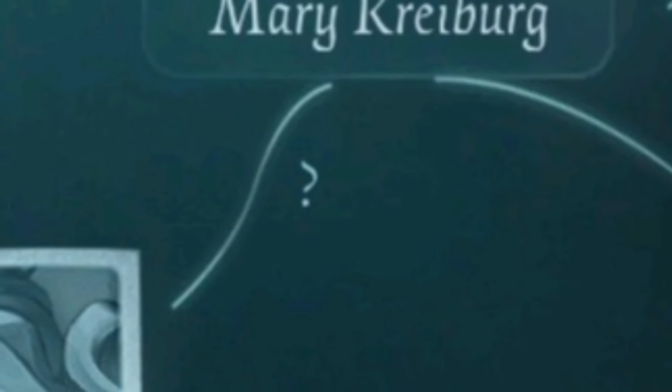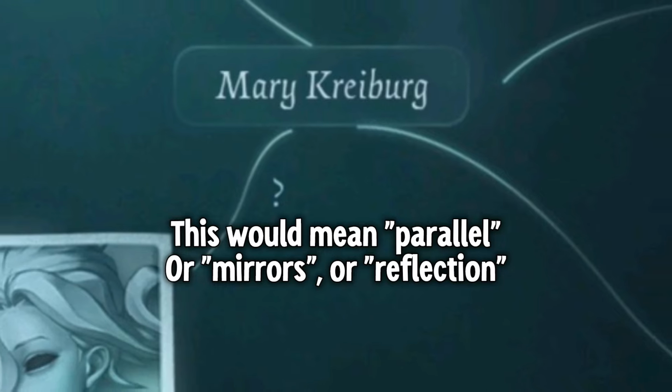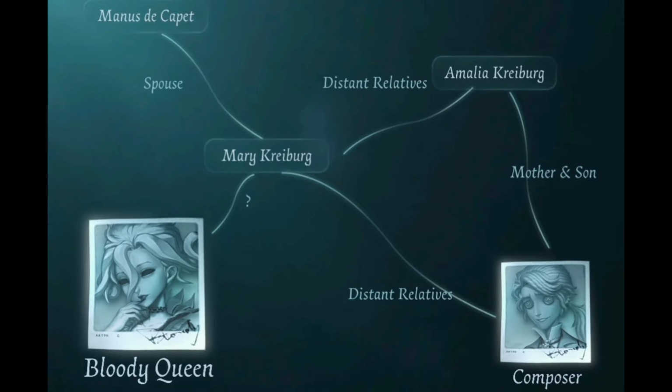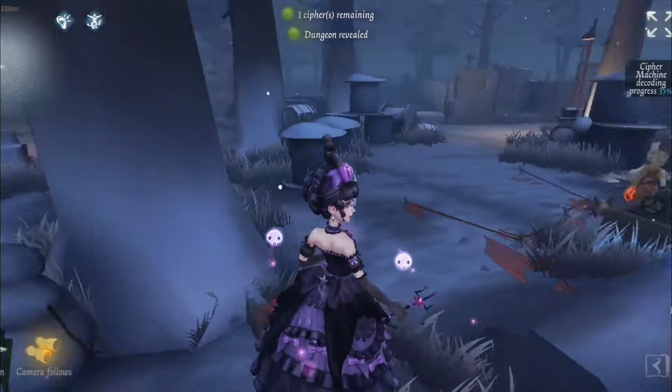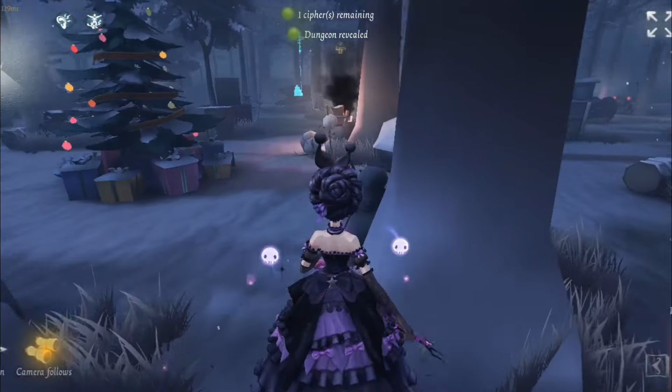So, to wrap things up, what does the question mark between Mary Kreiburg and the Bloody Queen mean? Well, from all the clues we've seen, I think the question mark shows that their lives are similar to each other, or, in other terms, a reflection. But again, I want to stress that this is just my theory based on the clues I found. If you have a different opinion, feel free to share it in the comments.